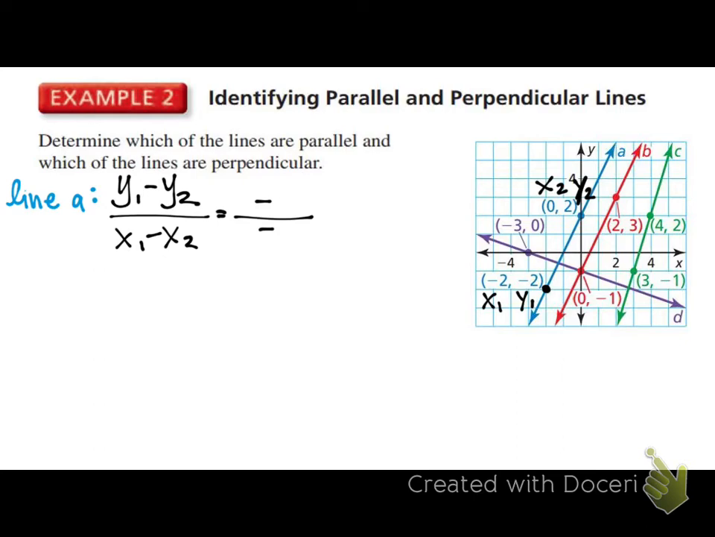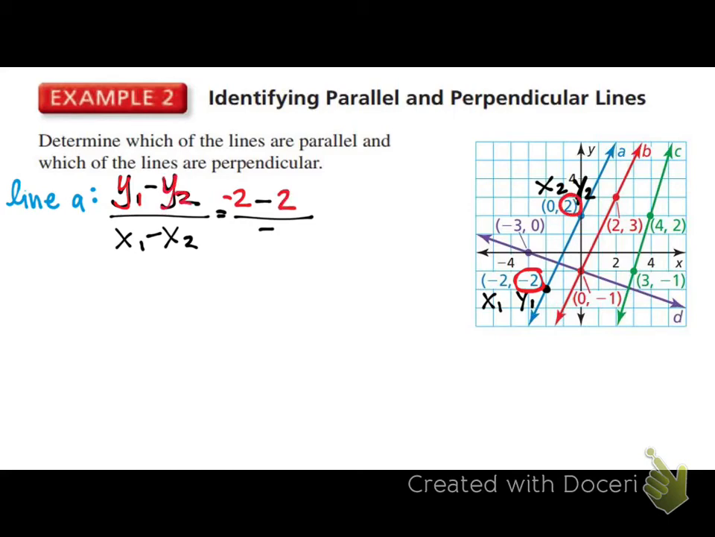You do you. What is my first y? My first y is negative 2. Look at that. We avoided a negative there. And then my second y is 2.